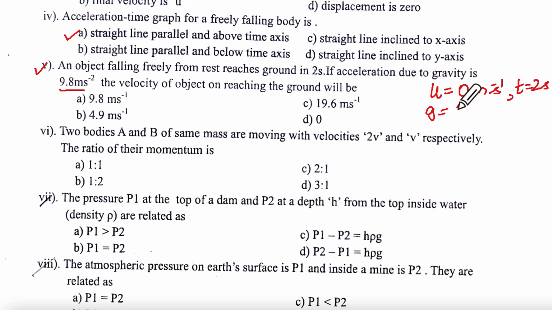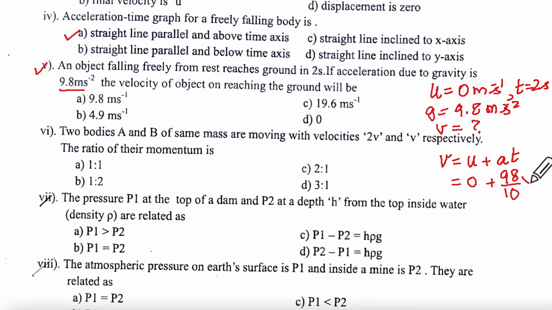So g is 9.8 meter per second square, and the final velocity is how much? V is equal to u plus at, but freely falling, so it will be 0 plus 9.8, means 98 upon 10, into time is 2. So how much will that be? 98 into 2 will be 196, 19.6. Can you see that? Yeah. So again, C option. Let us come to the next one.